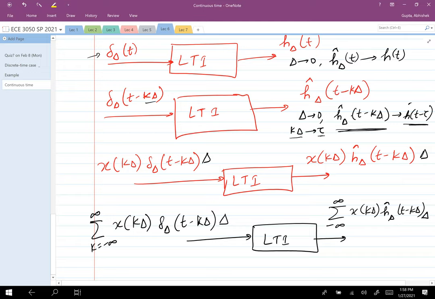Okay, so this is the superposition principle. These two things require linearity. This thing requires time invariance. This is the TI part, and this is the L part.